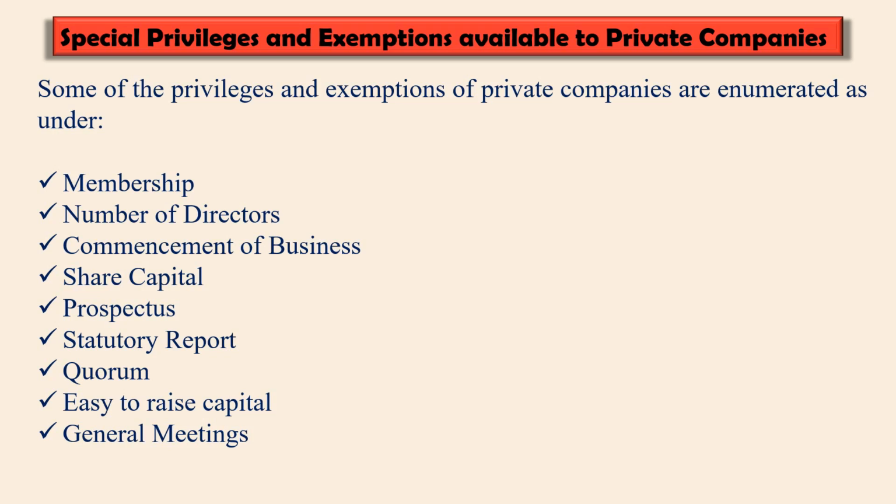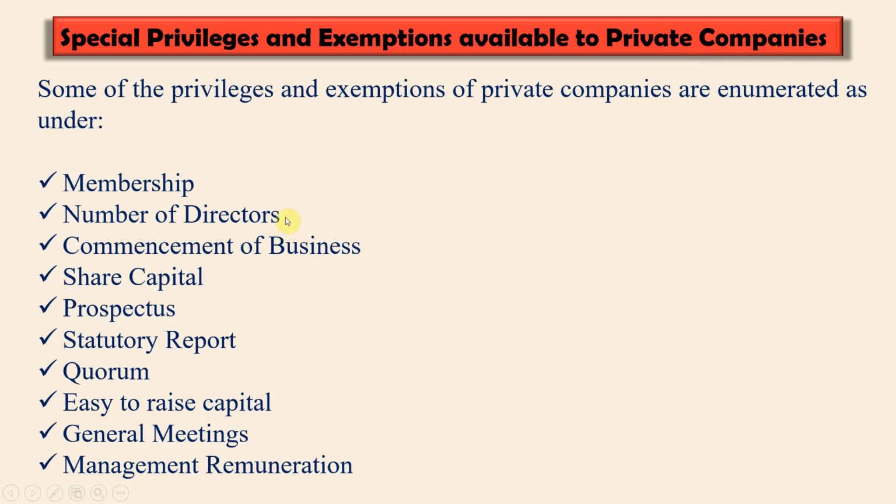So in other words, a private company may hold its general meetings by giving a notice shorter than 21 days. That is, it is not compulsory to hold a general meeting for a private company, or it can hold according to the provisions in its articles. The last one is management remuneration. The rule of maximum managerial remuneration is not applicable to a private company which is not a subsidiary of a public company. So this is the last privilege which is enjoyed by a private company.